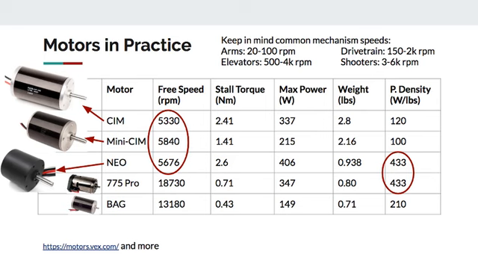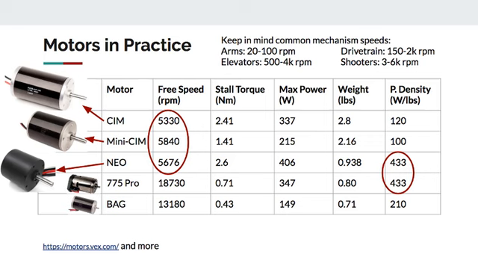Anyways, the theme of the things that aren't on this table is that they either spin too fast or they don't have a max power that's even close to these. So people just don't use them because they're too weak for most mechanisms that you want. Since you're only allowed to have so many motors, people basically choose one of these. So then how do you pick one of these options for your mechanism?